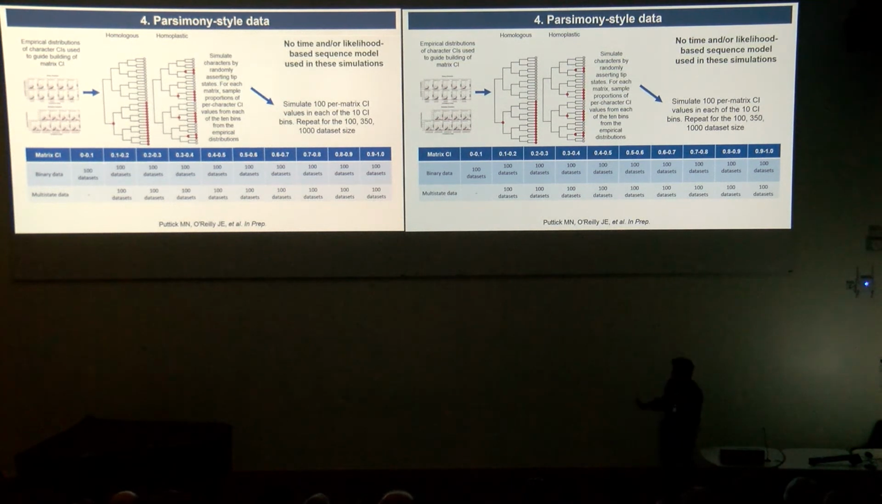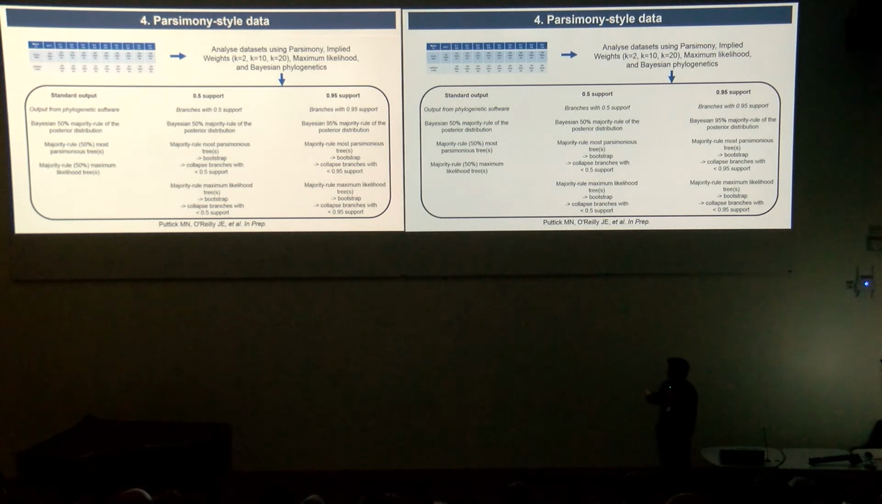So in using these simulations, we're not using any sort of likelihood-based model. We're not even taking into account branch lengths. It's all based on consistency index. And then we took the per matrix consistency index and totaled it. For every single bin in 0.1 increments from 0 to 1, we simulated data sets that fell into each of these bins, and we did 100 data sets per bin. Then again, we analysed this using equal weights, implied weights parsimony, maximum likelihood, and Bayesian Mk model. And we also took into account bootstrap support for every method bar Bayesian.